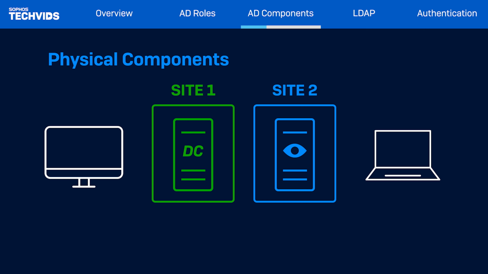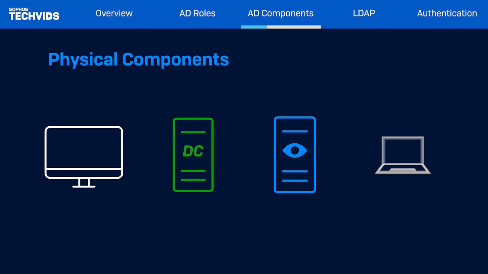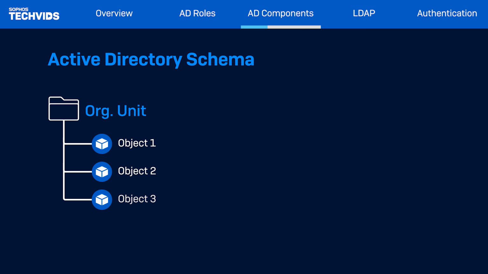Next, we'll cover some of the logical components of Active Directory. The schema defines the rules for the objects and attributes that can be stored in Active Directory. It's a blueprint for the structure of the AD database that defines the types of objects that can be created and the attributes that can be tied to them.